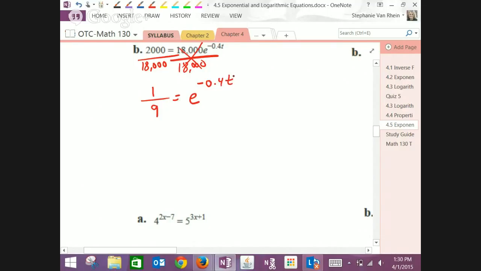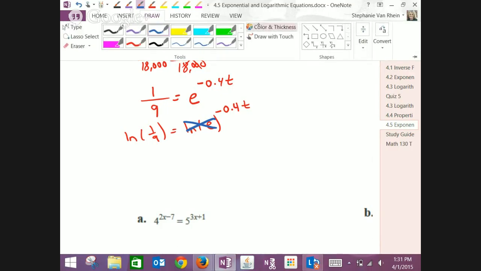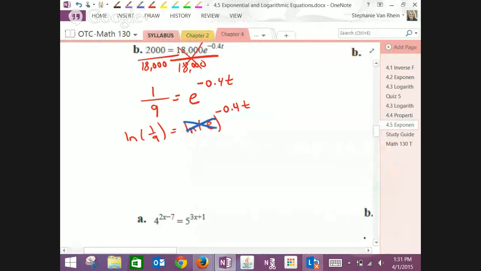Now if I do the natural log of both sides, I'm going to get rid of that e. And natural log of 1 over 9 is a number. I don't have to get caught up on that. It's just a number I'm going to plug in my calculator. So natural log of 1 over 9 equals natural log of e to the negative 0.4t, that cancels that, and I end up with ln of 1/9 equals minus 0.4t.